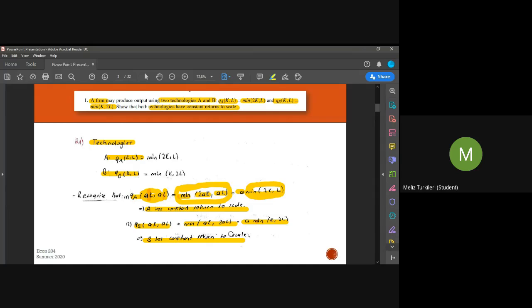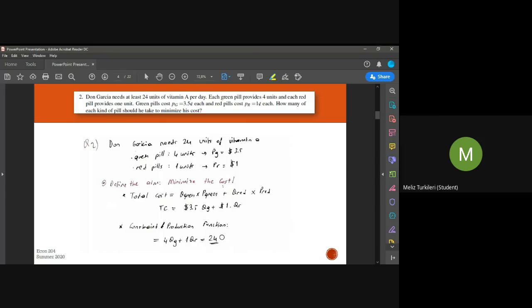Let's go on. I know that the professor also solved this question, so this is the simple one. Let's go on with the second one. Let's assume that Don Garcia needs at least 24 units of vitamin A per day. Okay? I assume that we have two different pills.